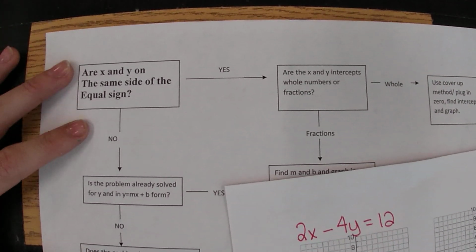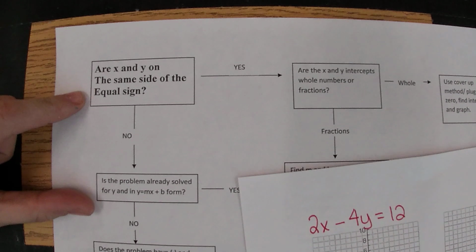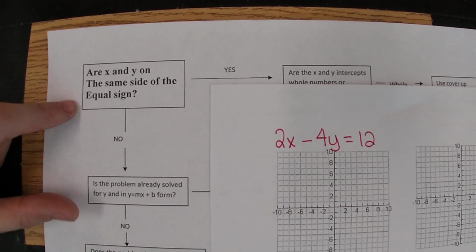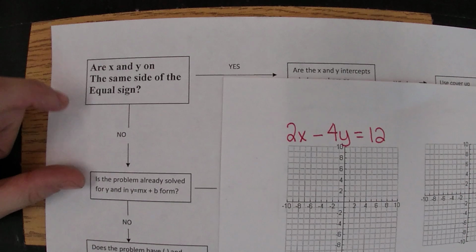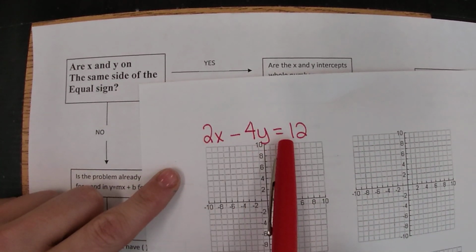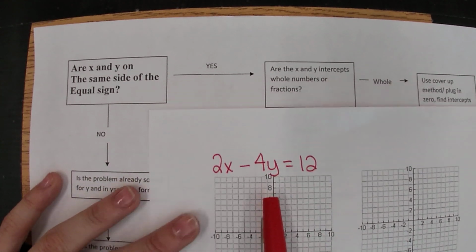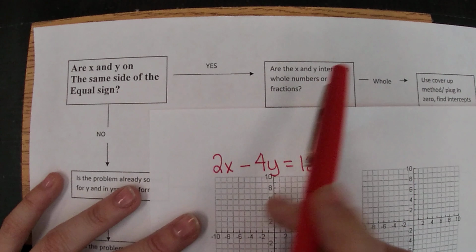The box that's in bold in the top left-hand corner is always going to be the first question you want to ask yourself. Are the x and y on the same side of the equal sign? That was the statement you all told me on Friday was the way you recognize standard form. That's why we're starting here. If we look at this equation, are the x and y on the same side of the equal sign? The answer is yes, so we want to follow this yes column.